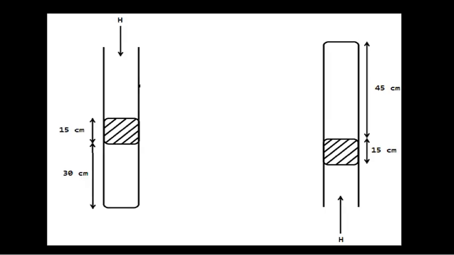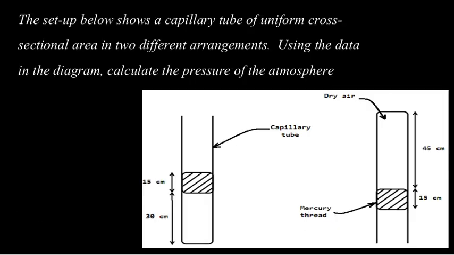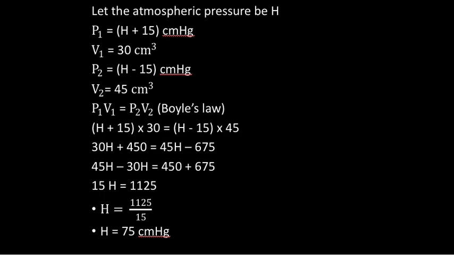So I give the diagram as this. I use H to represent the atmospheric pressure. Then that means total pressure on the air here is H plus 15, and here I'll be having H minus 15. Okay, so let's look at the solution of it. How do we now solve it? I said let the atmospheric pressure be H. Now our P1 equal to H plus 15. That is atmospheric pressure plus 15, the length of the mercury, centimeter of mercury. Then V1 is 30 centimeter cube.